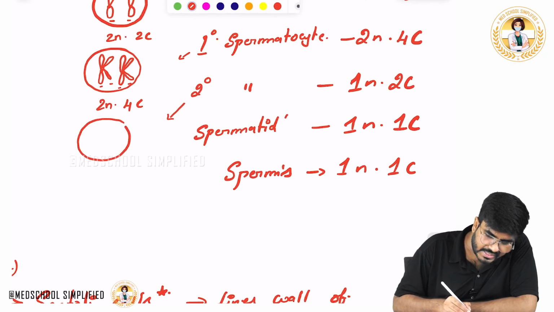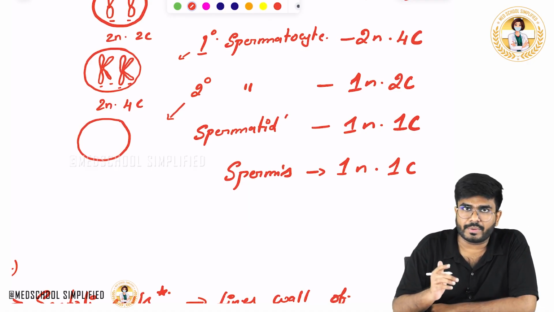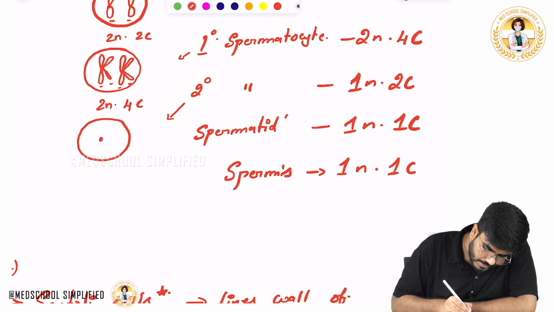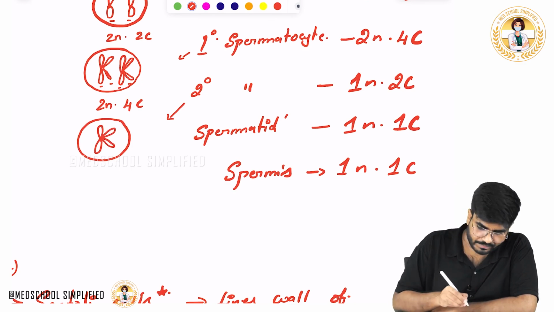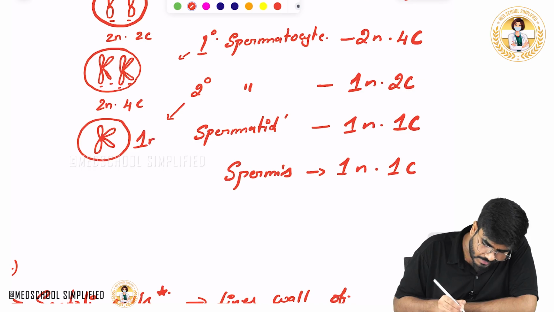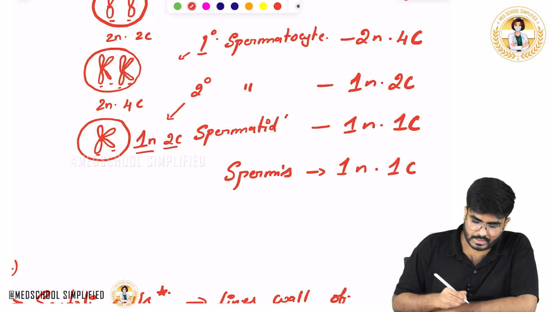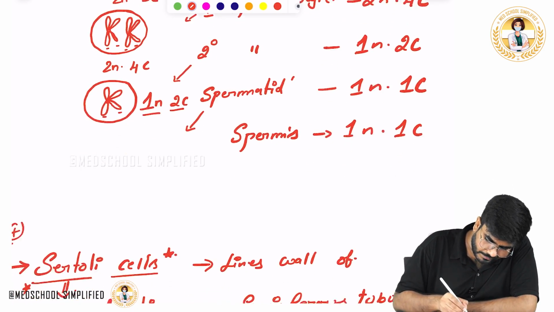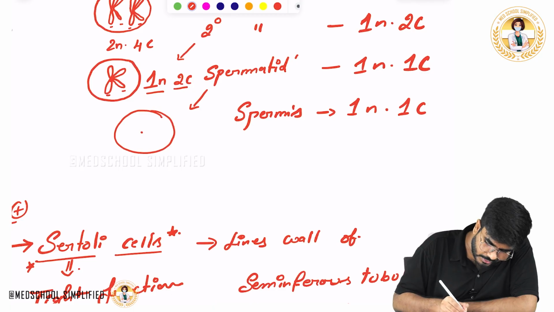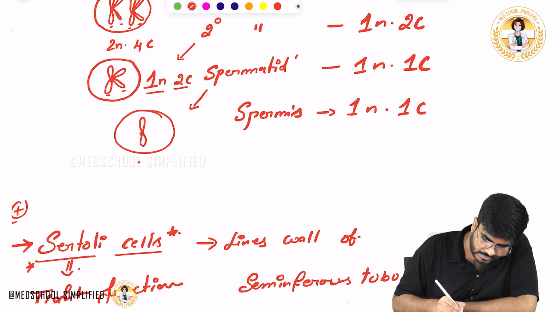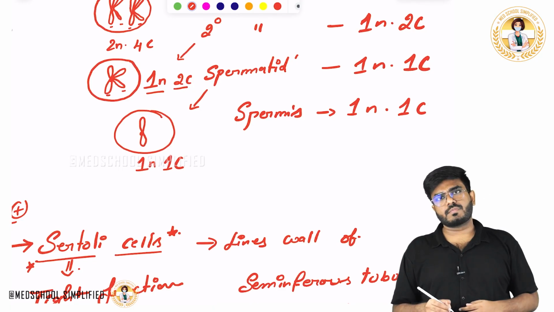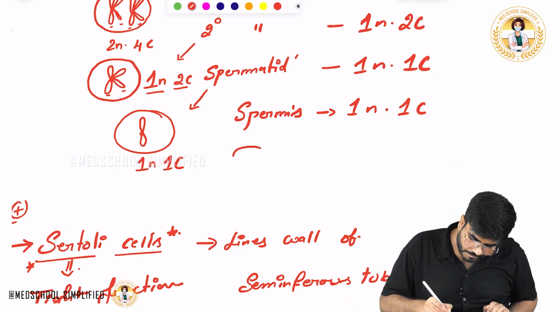Next, in secondary spermatocyte, what happens? In secondary spermatocyte, see, meiosis 1 is completed. Now, it becomes secondary spermatocyte. In secondary spermatocyte, you are going to have a structure something like this. It becomes 1N, but 2C. Okay, 1N, 2C. In spermatid, what do you have? In spermatid, the structure is going to be something like this. It is 1N, 1C.